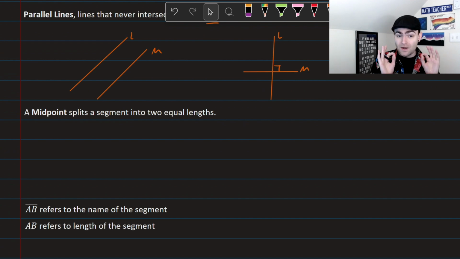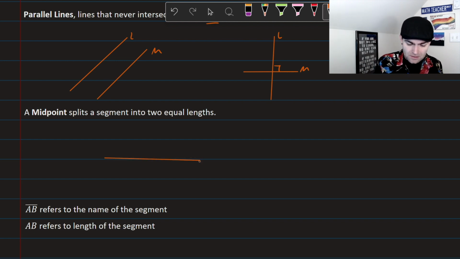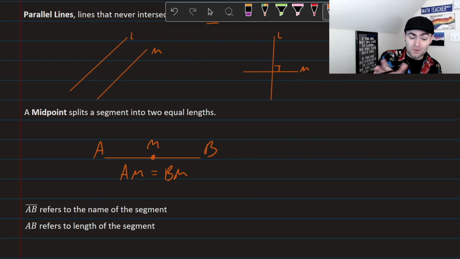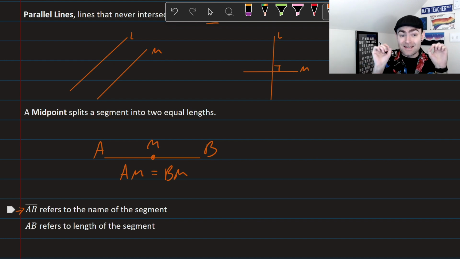A midpoint, if you are ever told there is a midpoint, it means that it splits the segment into 2 congruent pieces. So if I draw a line segment here, call it A, B, and I have a point M where M is the midpoint, then AM is equal to BM. And you can use that property to solve some problems. Now, when it comes to segments, we use a line with no arrows to indicate the name of a segment, and we use just the letters of the 2 endpoints to indicate the length of the segment. And that's pretty much it.